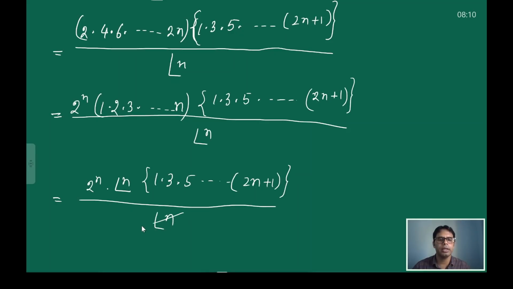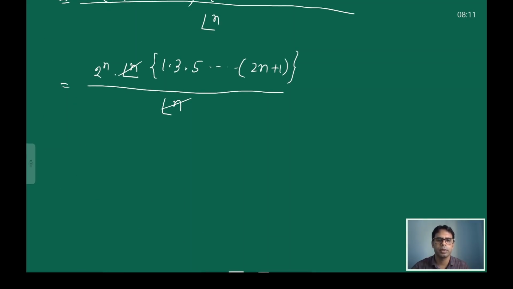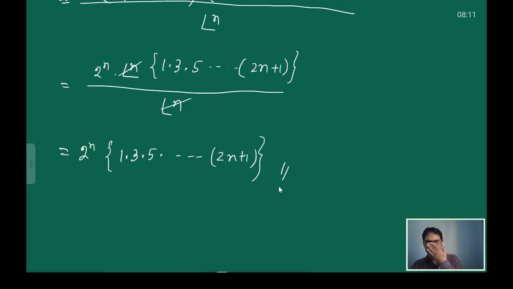This factorial n cancels, so the last line is equal to 2 to the power n into 1, 3, 5, and so on up to 2n plus 1. So you can leave the answer here.